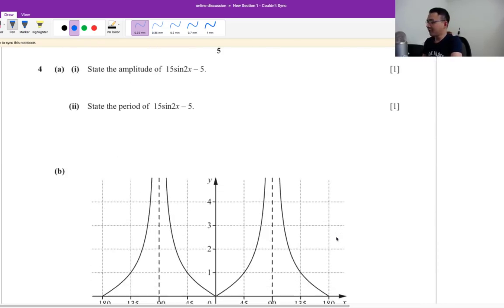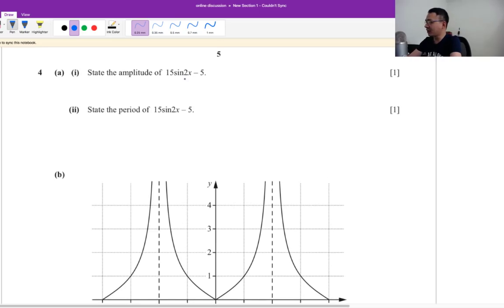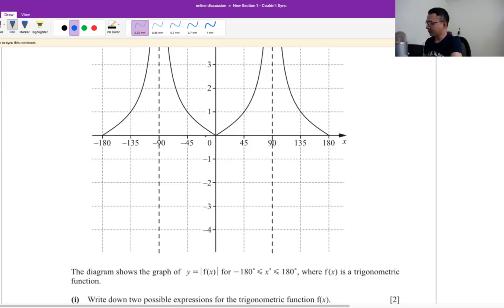Alright, number 4. State the amplitude of this one. Amplitude, you know, is the A in front of the sine, cos, or tangent, which is 15. State the period for sine 2x. Period: 2x equals 360, so x is 180. Alright, just one mark here.